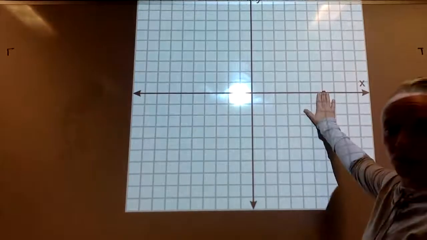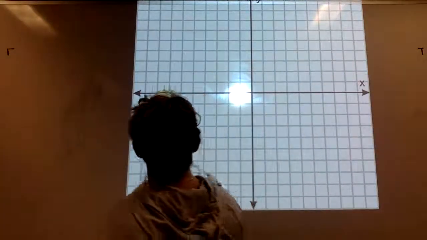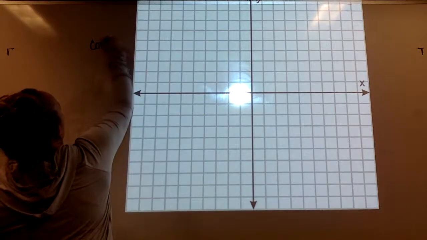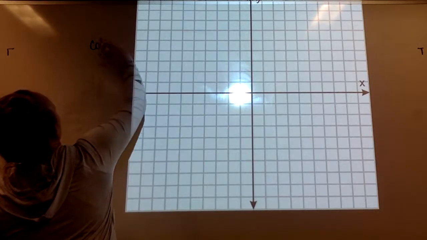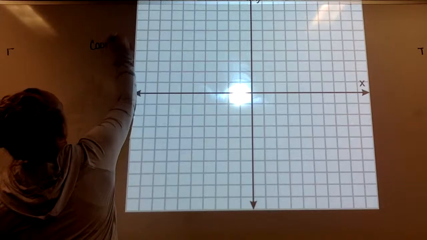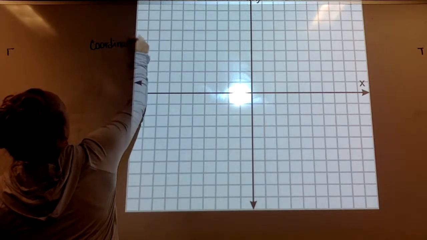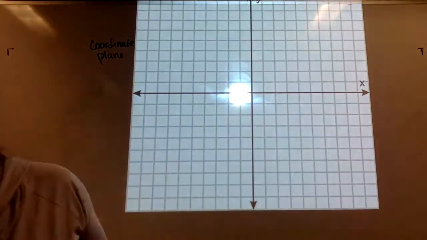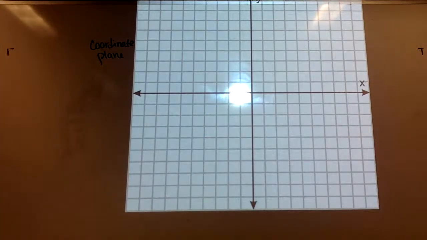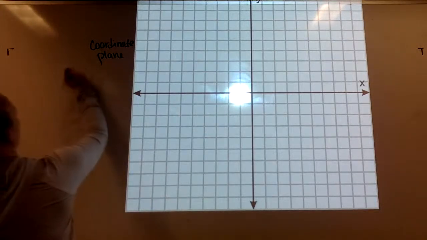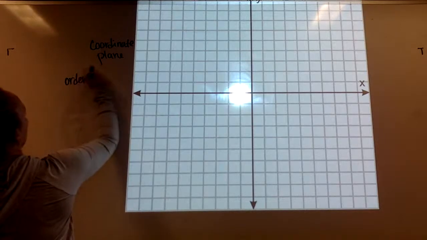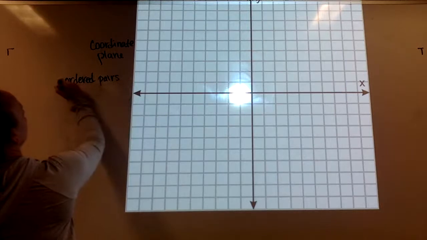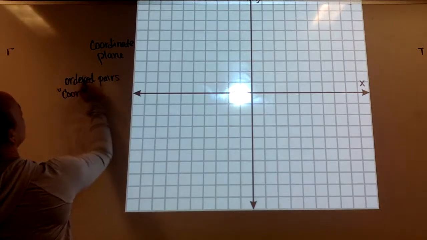This is a typical graph. A graph that we call a coordinate plane. Let's see if I can actually spell this out and have you see it. Coordinate plane. Not sure if you can see that. Kind of. A coordinate plane is where we graph ordered pairs, or we also sometimes call them coordinates.